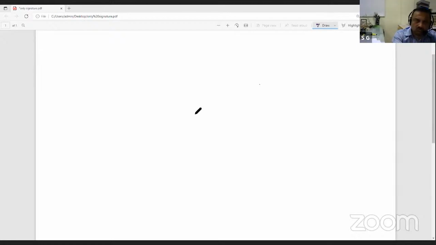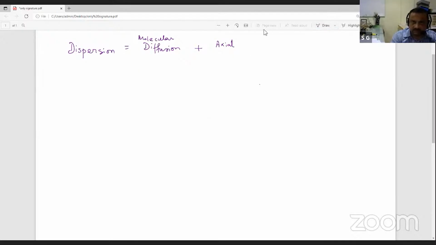So what I note here, first of all, you must have noticed by now that we have considered dispersion as cumulative effect of molecular diffusion, and then axial convection or advection, you call it, yes. So advection, let me call this advection.